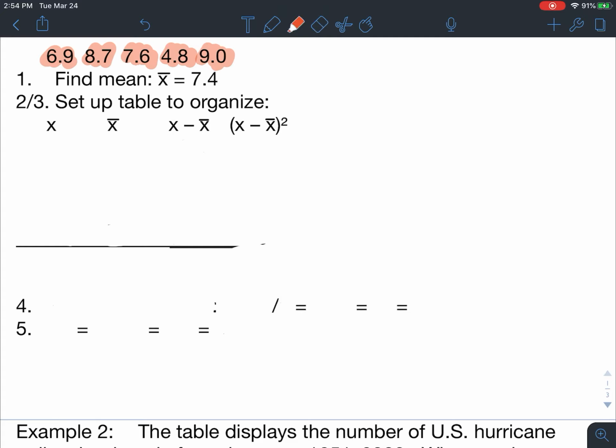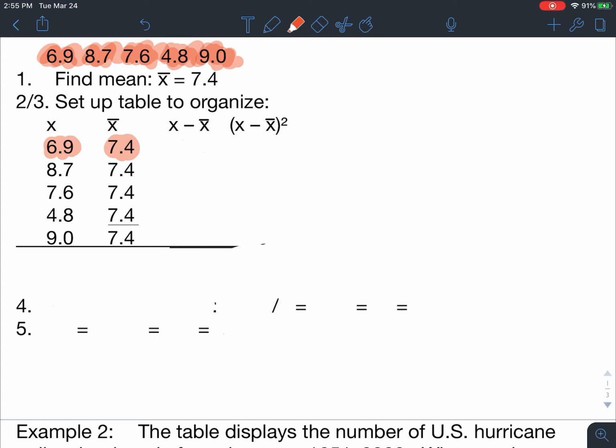In the X column here, we're just going to have the X values, the data set values. There they are. And what is the mean? Does the mean change? No, of course not. It's just 7.4. Then we subtract X minus the mean, and we're going to put that number right here.